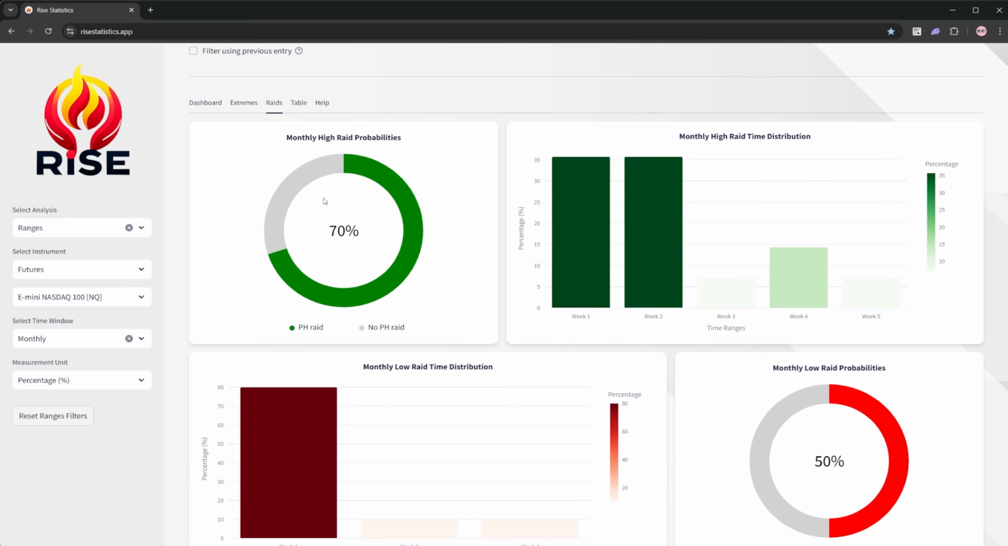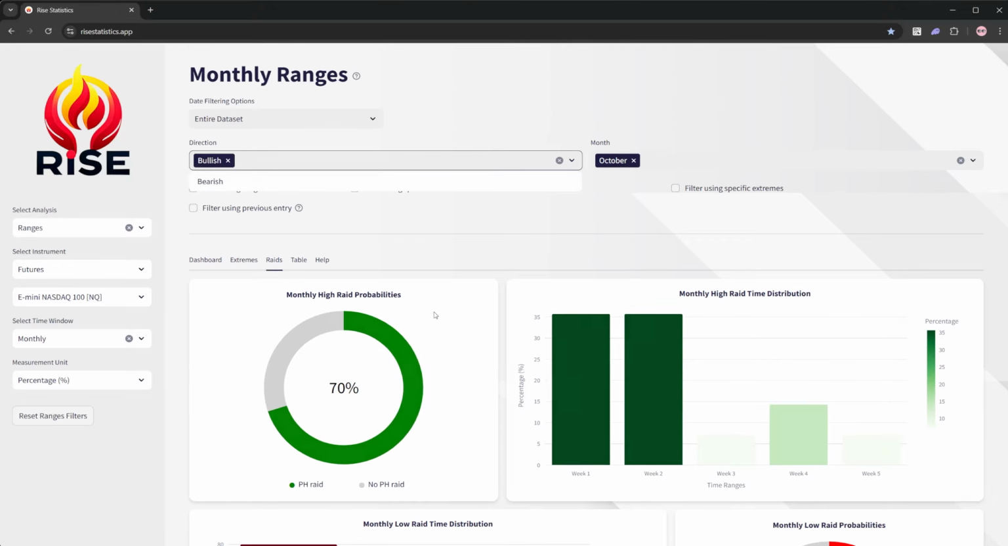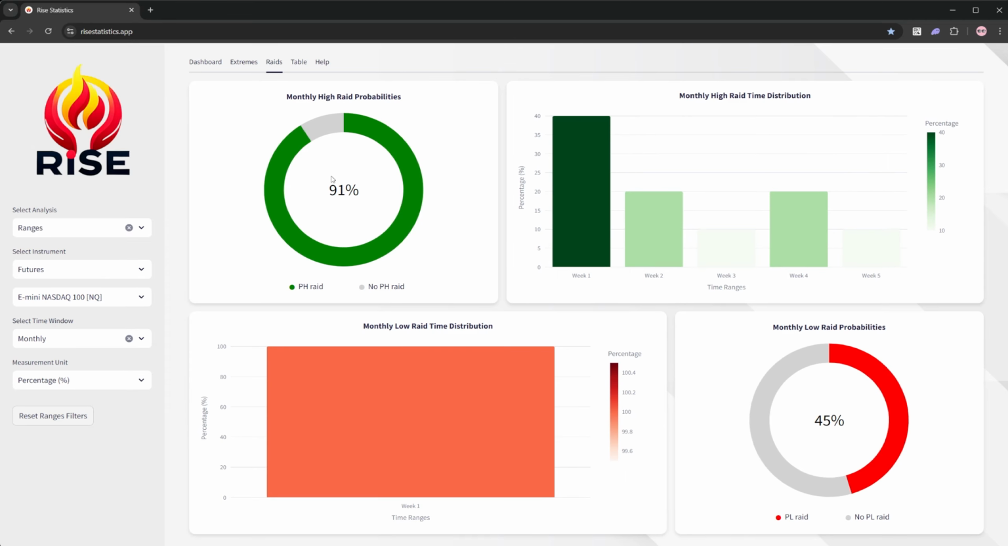As per the high, we see 70% with week 1 and week 2 being overwhelming probability as well, cumulative probability of 71%. So definitely some very nice probabilities for previous month high, previous month low. But if we were to look specifically as if we were to have a bullish month of October, well, of course, the monthly high rate is very high probability, still a high probability of the monthly low rate.